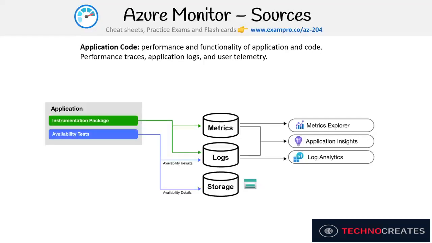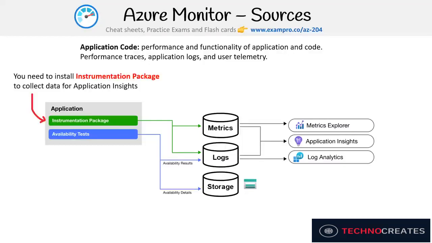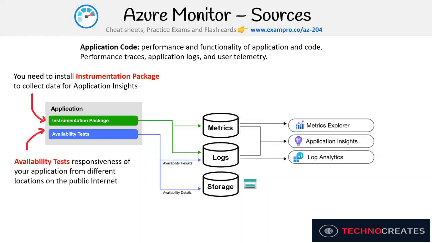And so here is the visual representation. On the left-hand side, we have our sources. In the middle, we have our storage. And on the right-hand side, we have our services that we're going to be doing things with that data. So looking on the left, in your application, you'll probably want to go ahead and install the instrumentation package. This is going to allow us to collect data into Application Insights. And Application Insights is a service for getting rich data about our applications. Then you have availability tests. This tests the responsiveness of your application from different locations on the public internet.